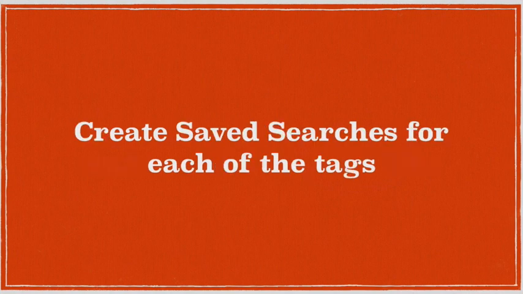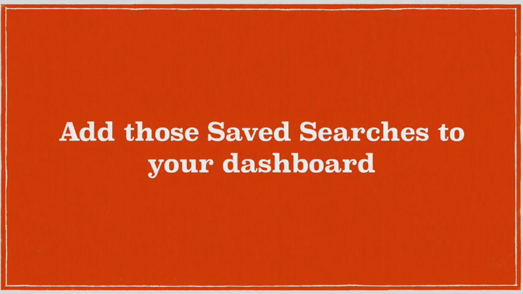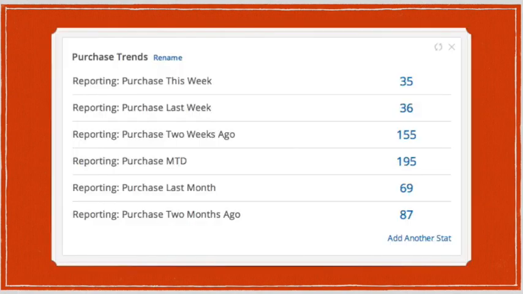Once you have that all set up, you create saved searches for each of those tags. Instead of manually searching each of those tags, just create saved searches for the current week, last week, 2 weeks ago, 3 weeks ago, etc. Once you have those saved searches created, add them to your dashboard the way you saw me do here. Then you've got those numbers in real time right on your dashboard, and you can see those trends.